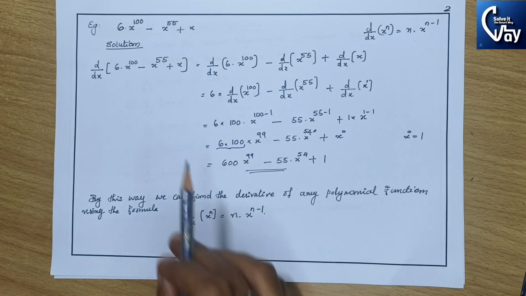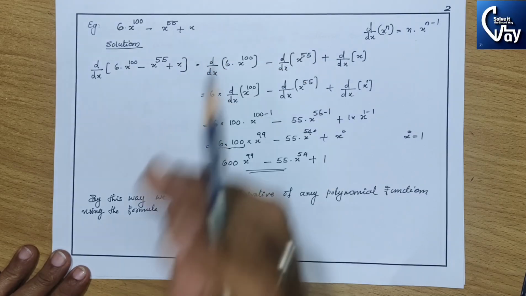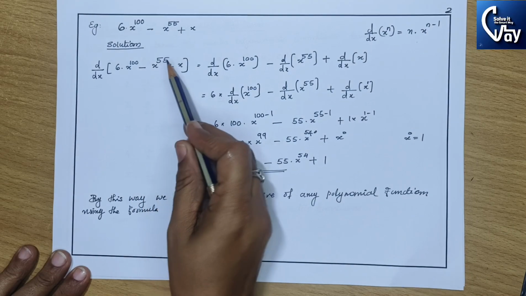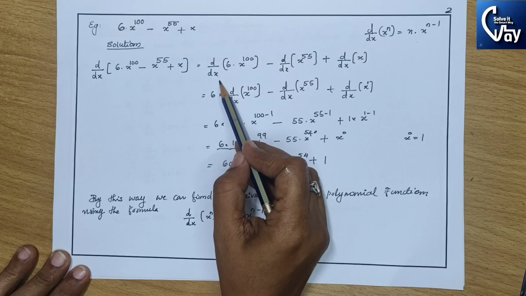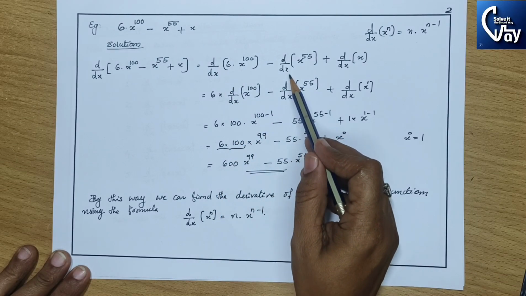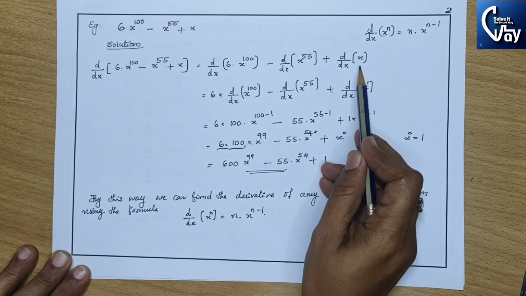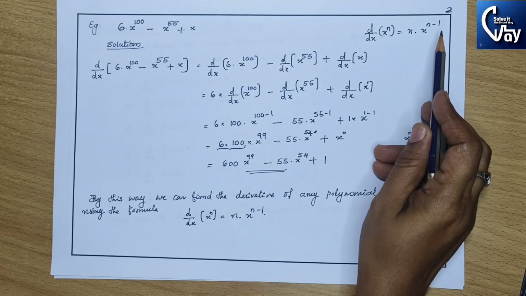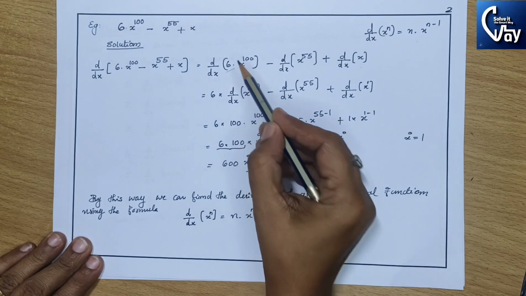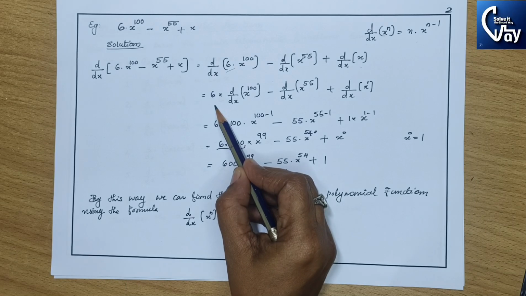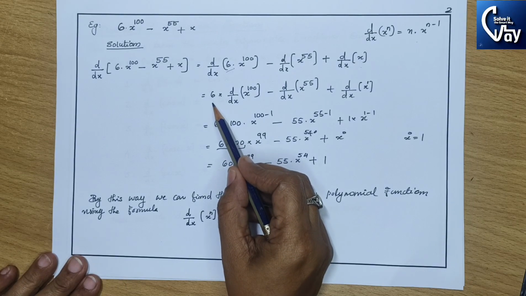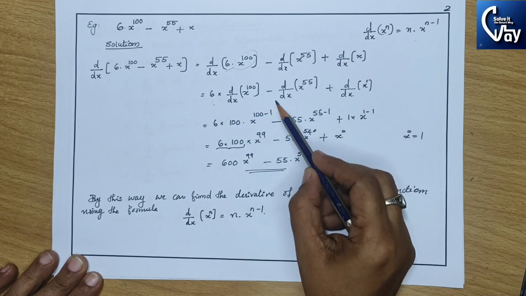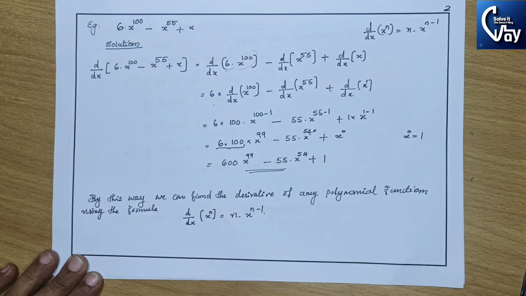Example: 6x raised to 100 minus x raised to 55 plus x. Solution. d by dx of 6x raised to 100 minus x raised to 55 plus x. So d by dx of 6x raised to 100 minus d by dx of x raised to 55 plus d by dx of x. We know the equation d by dx of x raised to n equals n x raised to n minus 1. Here we know that 6 is a constant, so we keep the constant as it is, then find the derivative of the variable: d by dx of x raised to 100 minus d by dx of x raised to 55 plus d by dx of x.